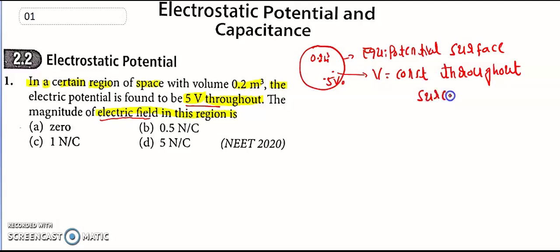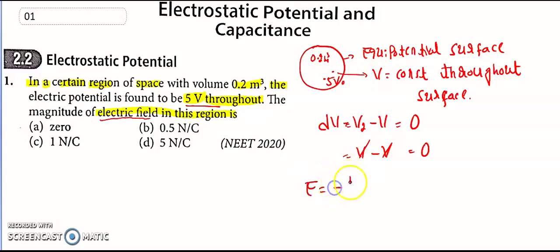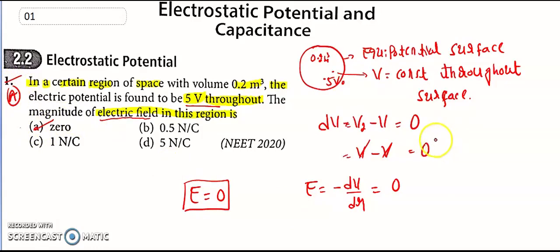So potential remains constant means the potential difference, V2 minus V1, is equal to how much? 0. Why? Because the potential remains constant. We know that electric field is equal to minus dV by dr. So the potential difference is 0, which means the electric field is 0. So option A is the right answer for the first question.